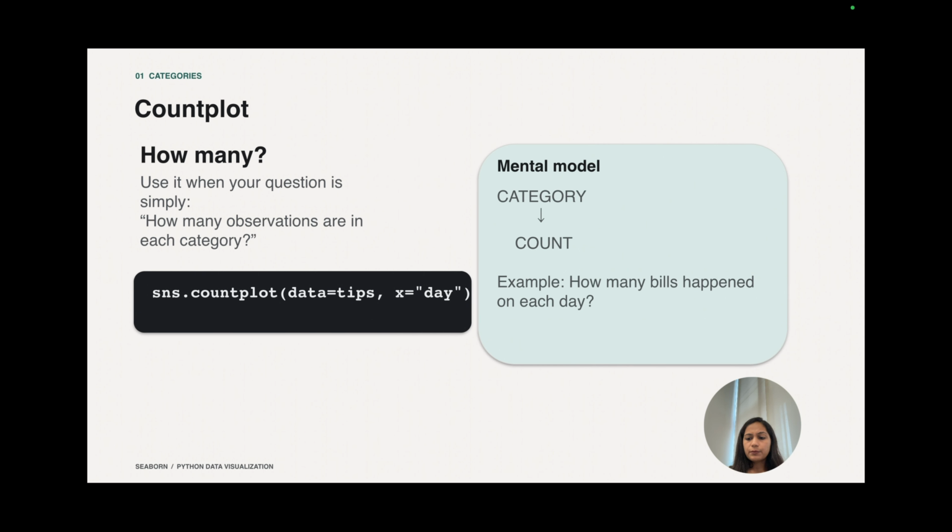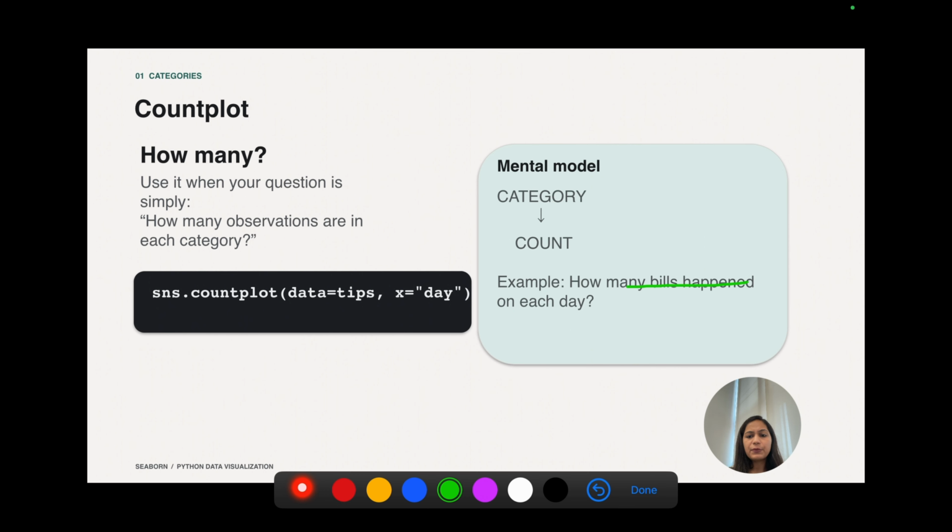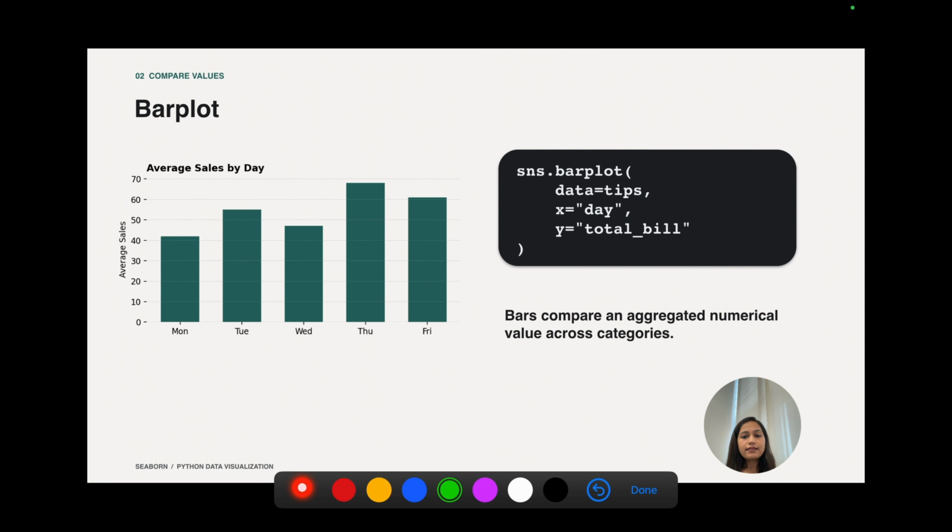So we have basically seen how many bills happened on each day. Because we are talking about a categorical variable, we will use the count plot. For the count plot, we used sns.countplot. The data I have already there in tips, and the column I am using here is day. So next is bar plot.